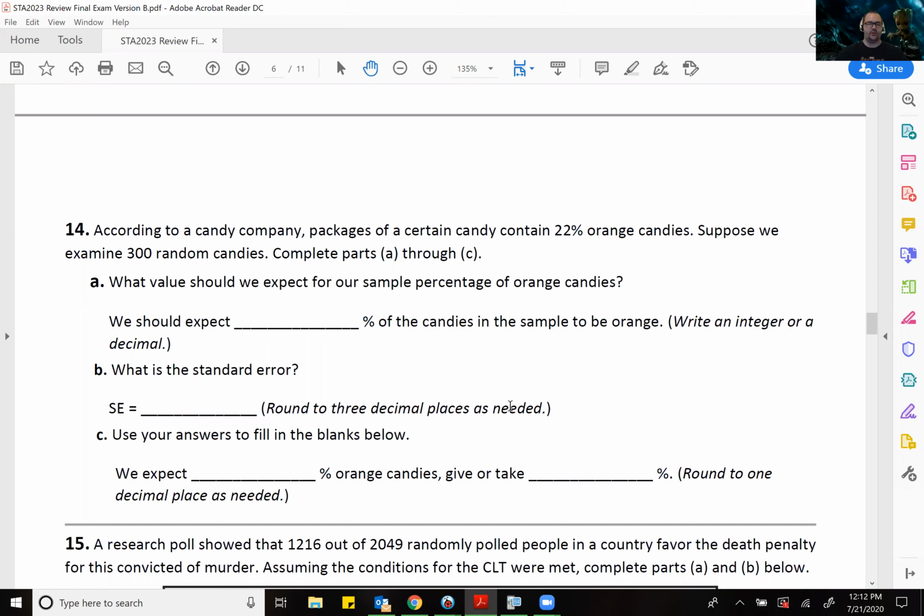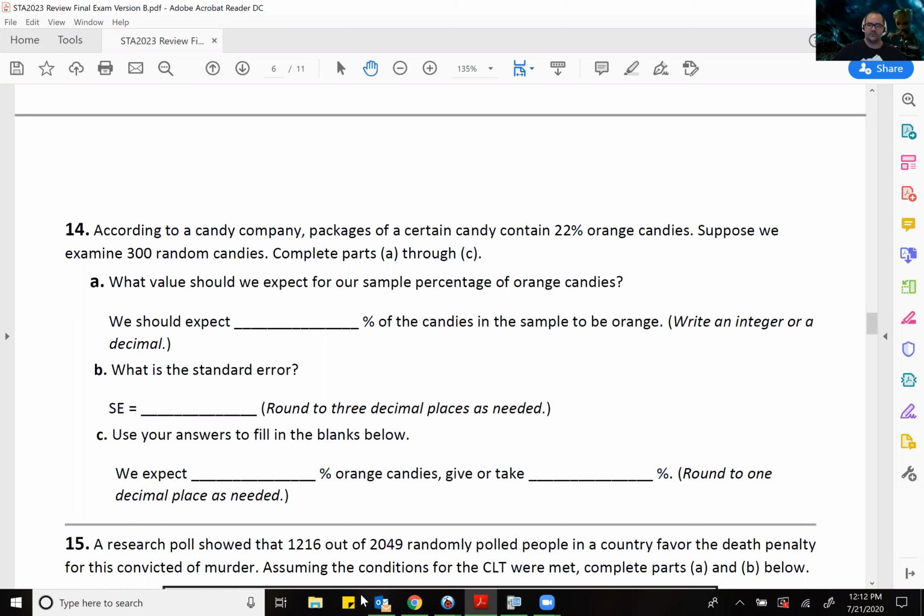So the 22 goes in that. That's what we should expect because that's what generally happens. Okay. What is the standard error? All right. So this is just a small little formula to find standard error. And let me tell you what that formula is.